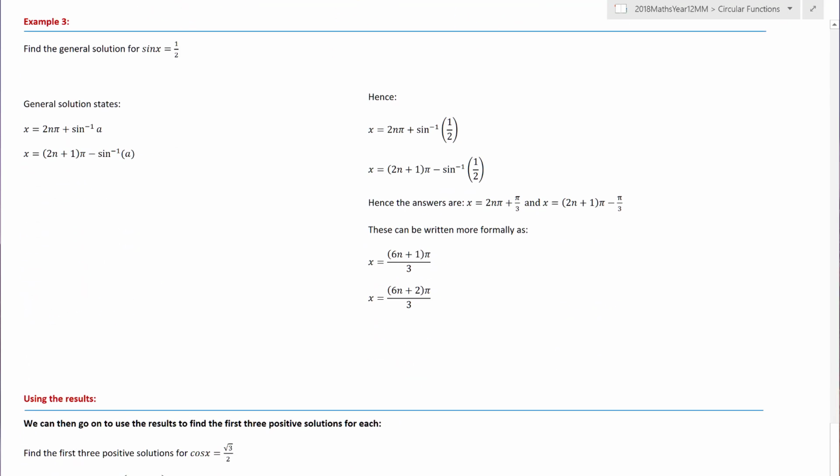Last one, find the general solution for sine x equals a half. I'm not going to go through all the working here other than to say that actually there are two equations. So we would need to do sine to the minus 1 of a half, which we now know is pi on 3. And I would substitute that into both of my equations. So it does appear that I'm actually going to do this. I know I just said I wouldn't do this, but I'll do it. So my equation 1 gives you x equals 2m pi plus pi on 3, and x gives me 2n plus 1.